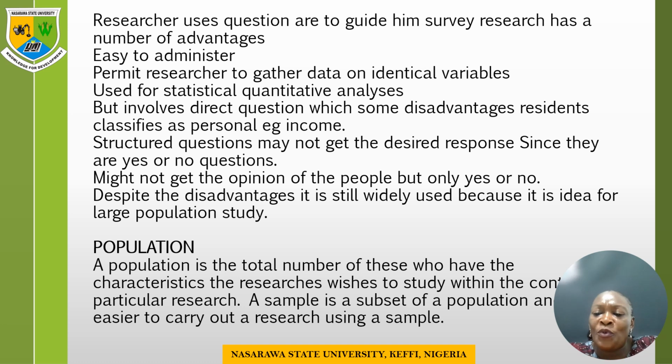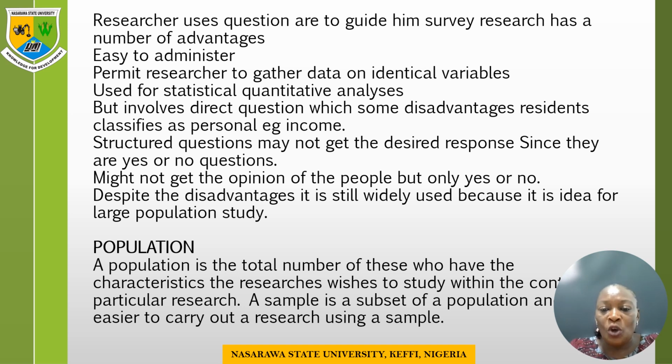But you cannot talk about research design or getting a sample from the entire population without talking about what population itself is. Population is the total number of those who have the characteristics the researcher wishes to study within the particular research frame. For example, if I'm carrying out research on women, and it has to be specific, I will have to look at what it entails on women. Then my population will be women of that particular area.